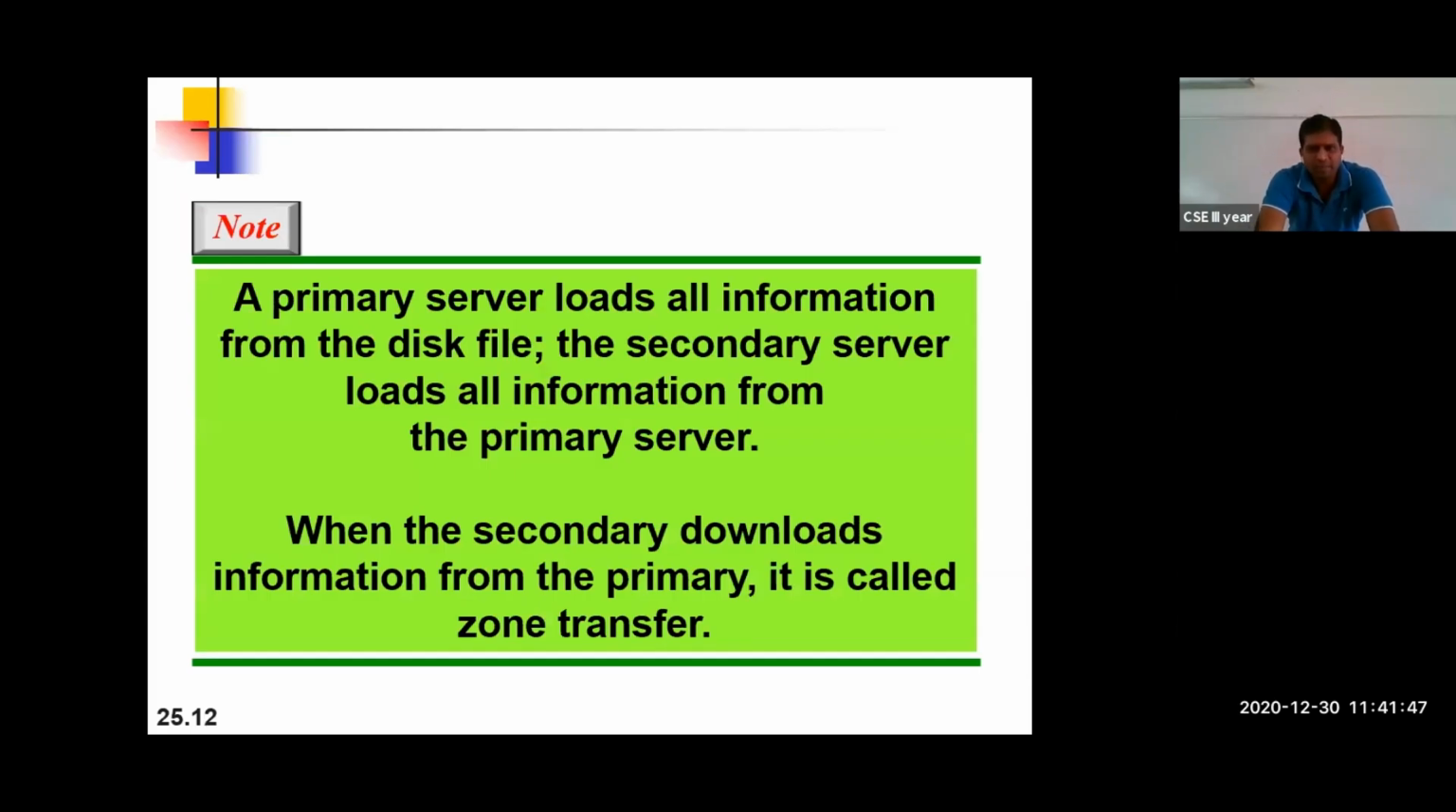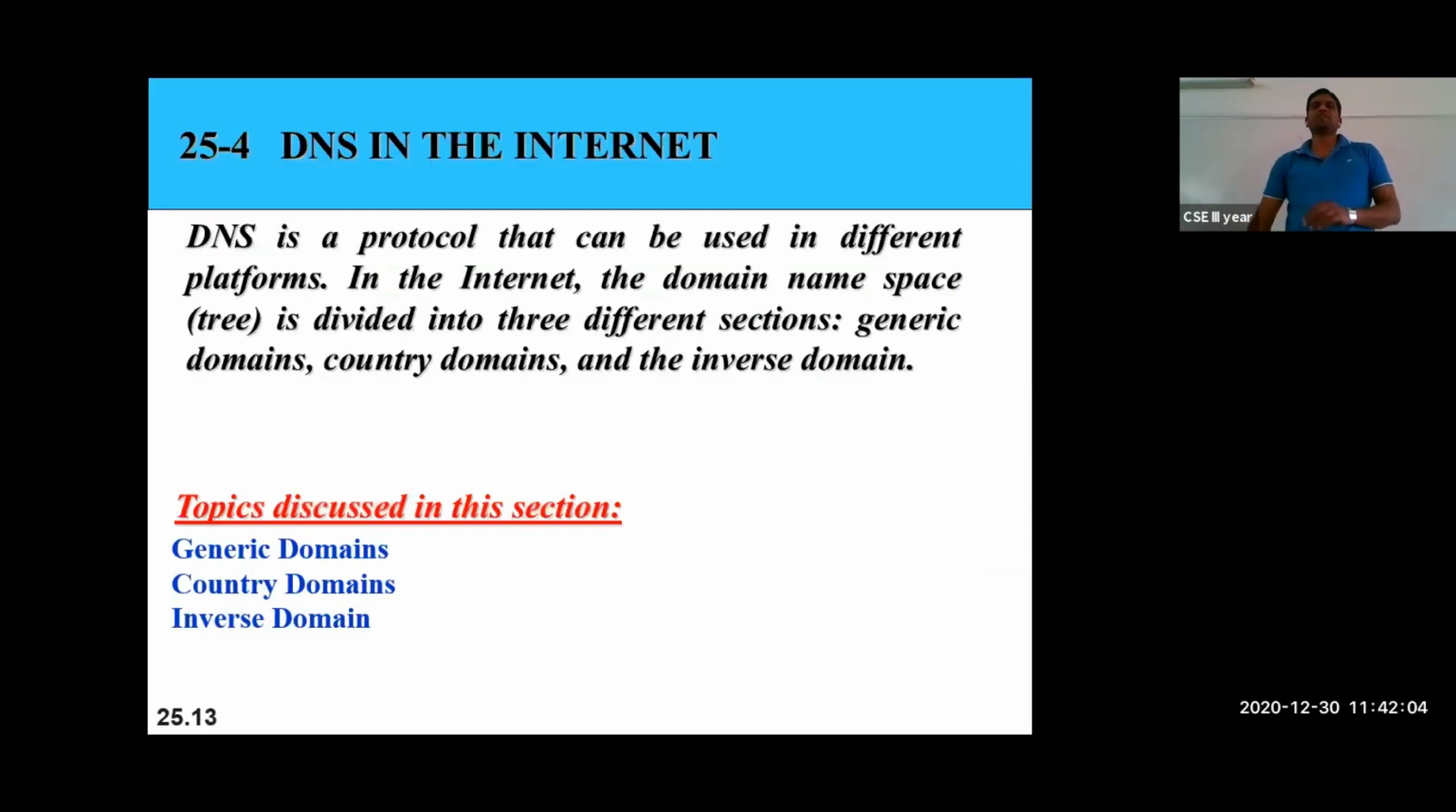See here, the primary server loads all the information from the disk file, whereas the secondary server loads the information from the primary server. When a secondary server downloads information from the primary, it is called zone transfer. From the zone, the data is being transferred, so it's called zone transfer. Now, we are going too deep in DNS, I know, but it's okay. You identify how much you want to write in the examination.